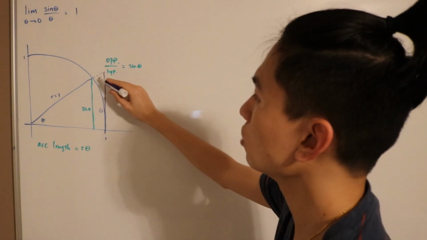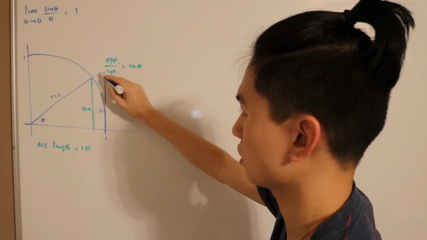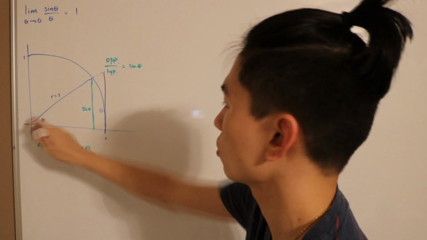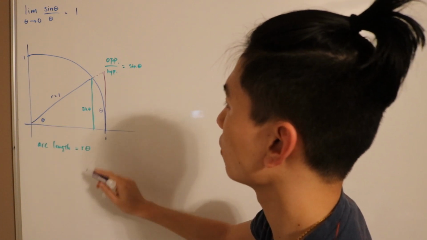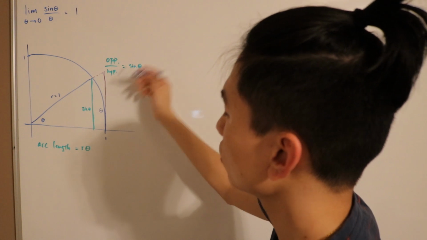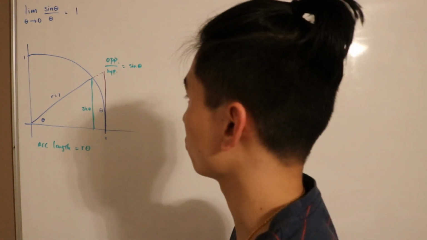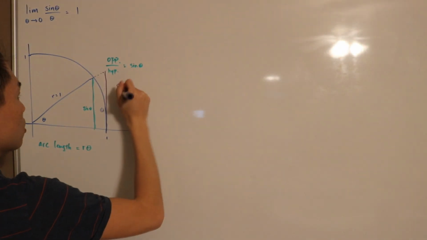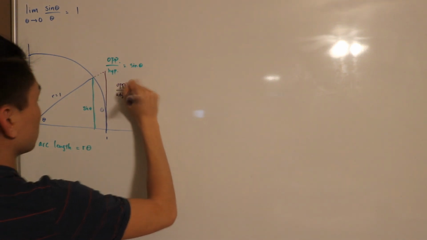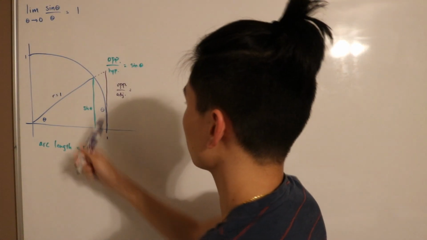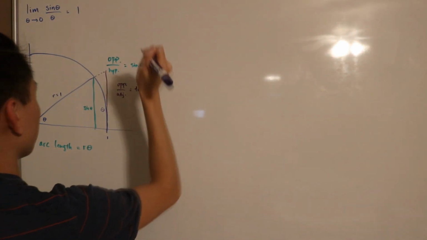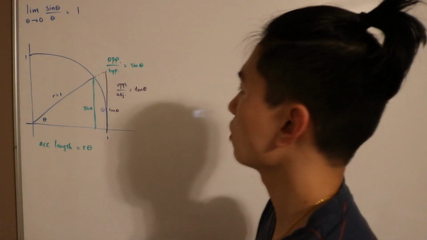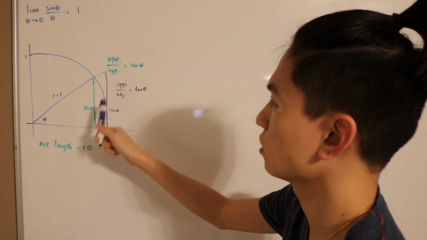Now, we don't know exactly what this length is. However, what we are given is that this length from here to here is 1, and we're trying to find this length. Same as before, we have our opposite and adjacent. So opposite over adjacent means this purple length is equal to tangent theta. I'll write tangent theta right here. Now we have these three lengths: sine theta, theta, and tangent theta.